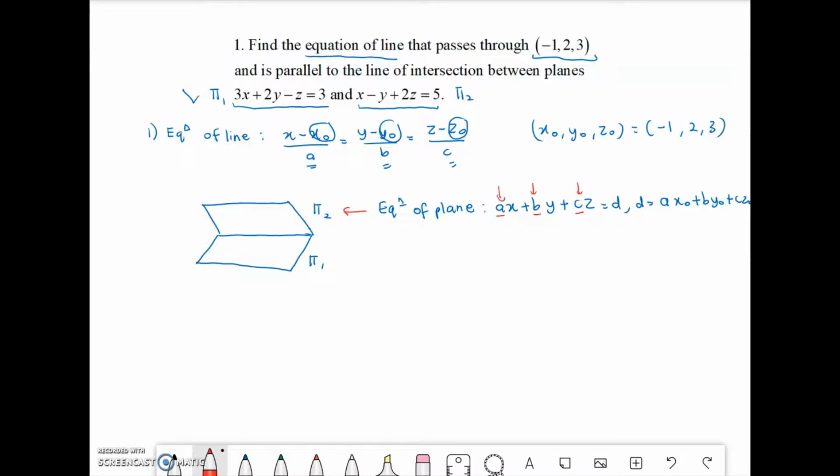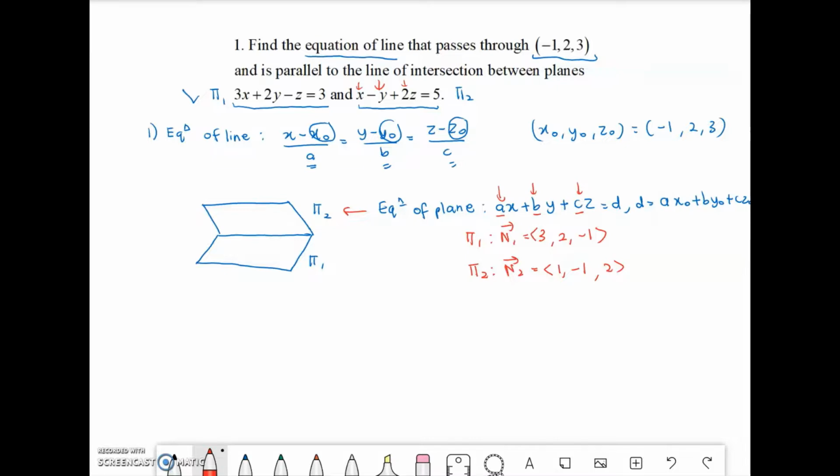So for plane 1, we have our normal vector where A is equal to 3, B is equal to 2, and C is equal to -1. And same goes with pi 2, where the normal vector for plane 2 is, so here is 1, and then -1, and C will be 2. Okay, what can we do next? We know that these are the normal vectors for plane 1 and plane 2.